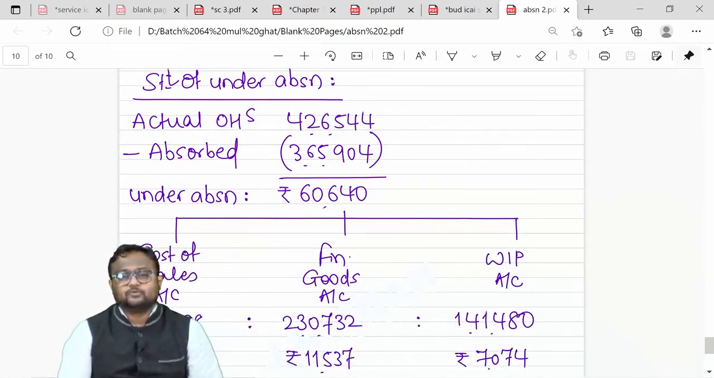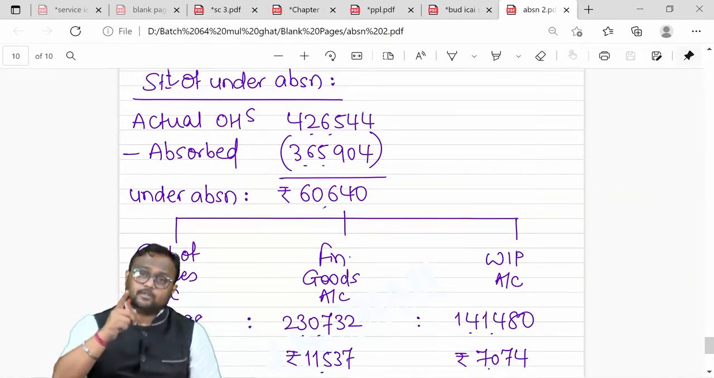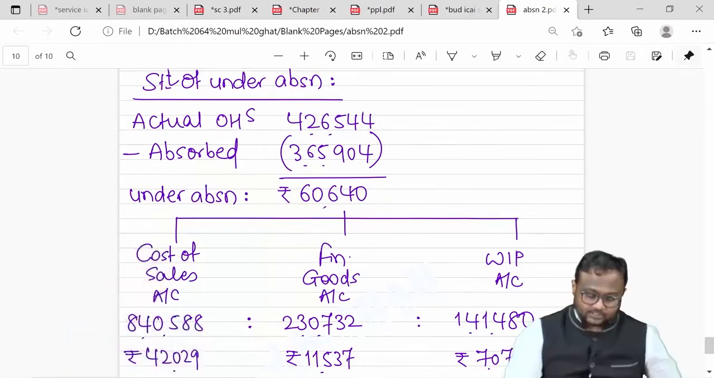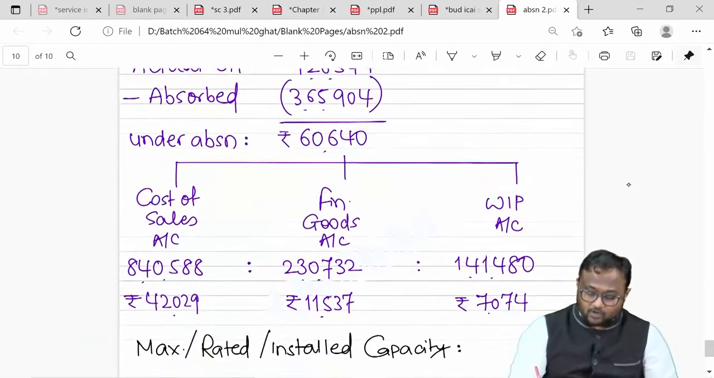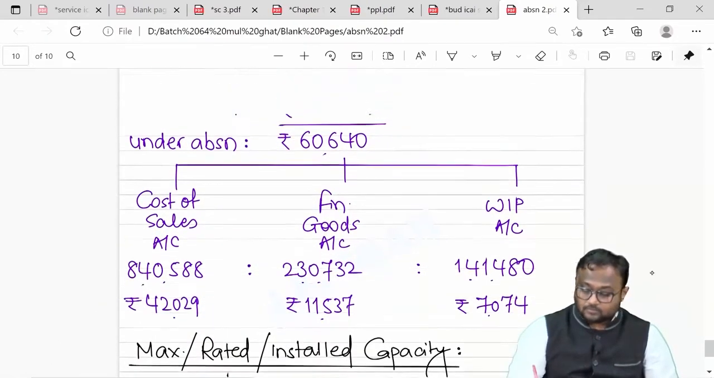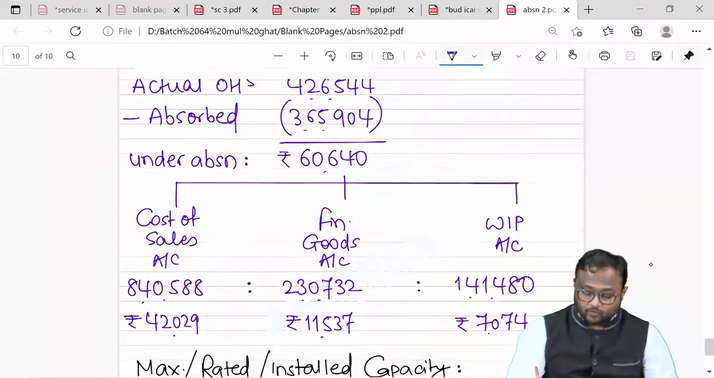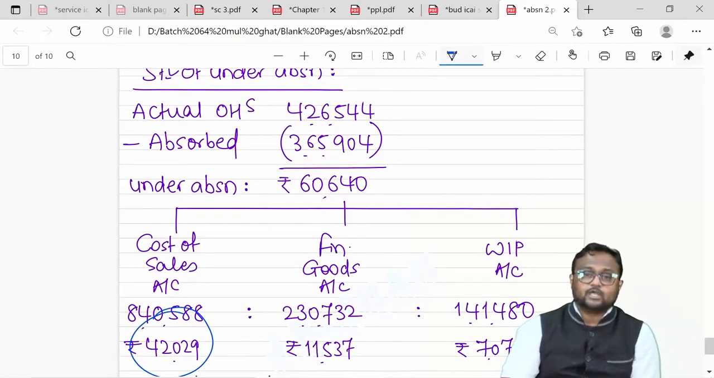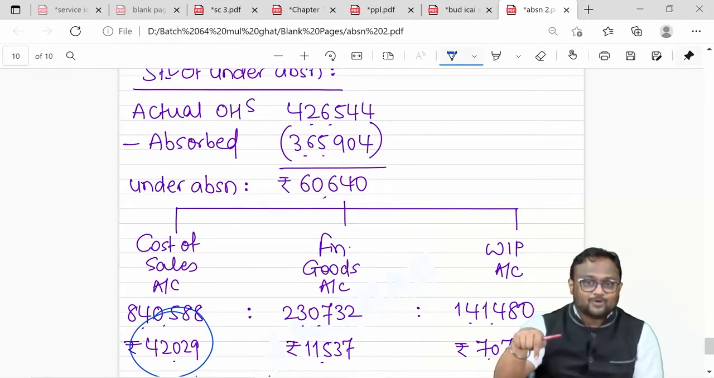11,537 will be charged to finished goods, and 7,074 will be charged to WIP. But remember one thing. Yes, your profit will not be affected because of these two, because they don't give you profit, so they cannot affect the profit. Your profit will be affected only because of 42,029, because cost of sales goes up, profit goes down, because sales minus cost of sales is profit.